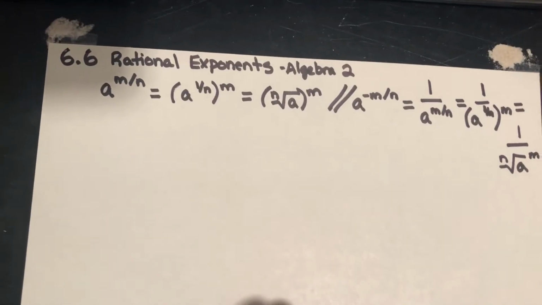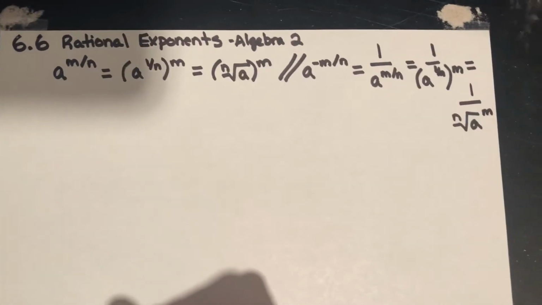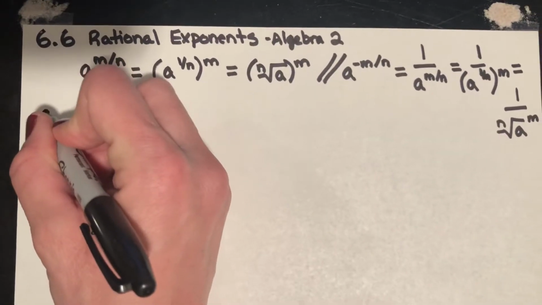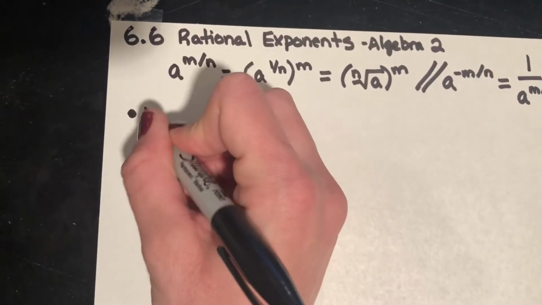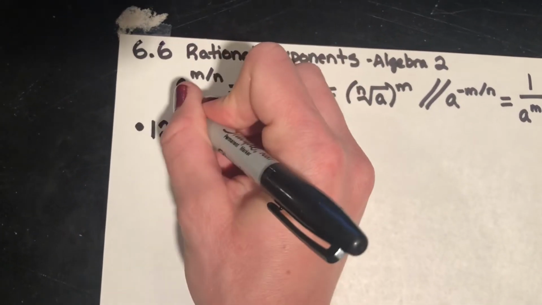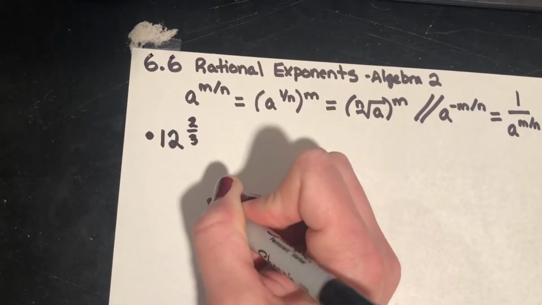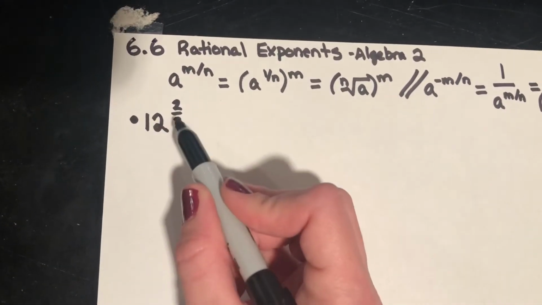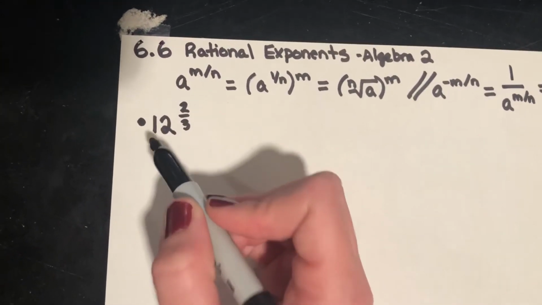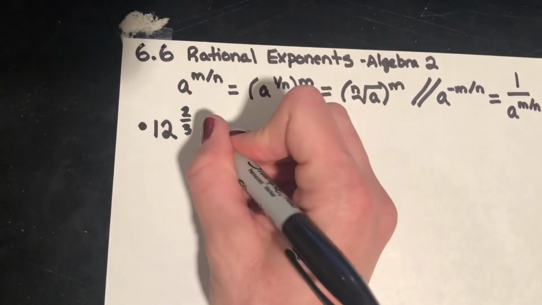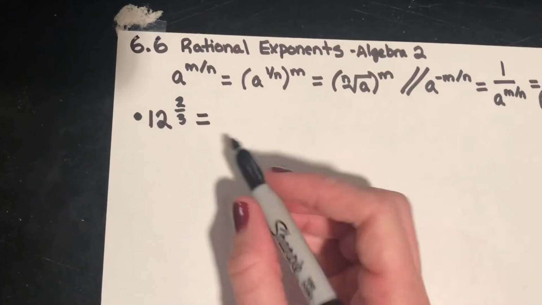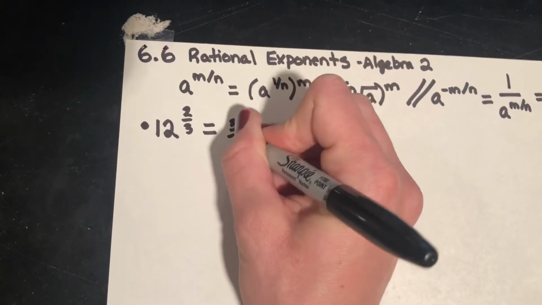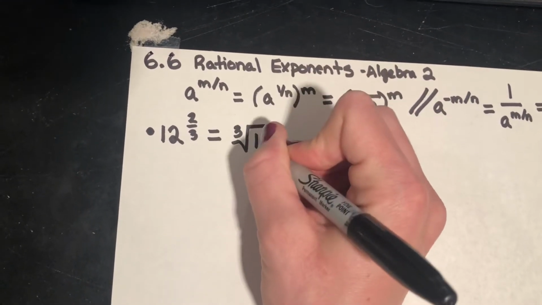All right, now that's a lot right there. So let's see this in practice. I think it's a little bit more clear if you actually see it in practice. So if I have, for example, 12 to the 2/3 power, we want to simplify this, convert the following from exponential form, this is called exponential form, to radical form. So, converting, well, this is m over n. So this is going to be the 3rd root of 12 squared.